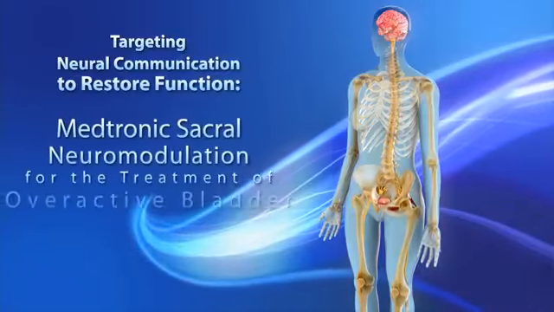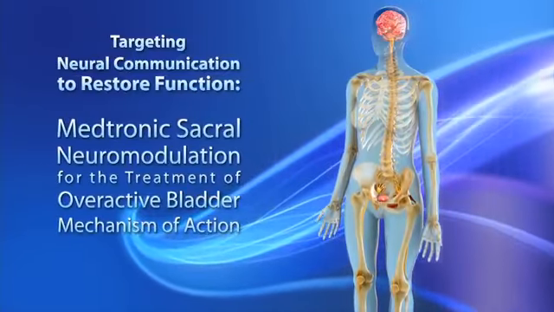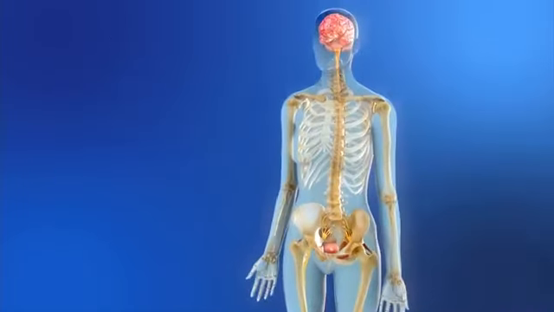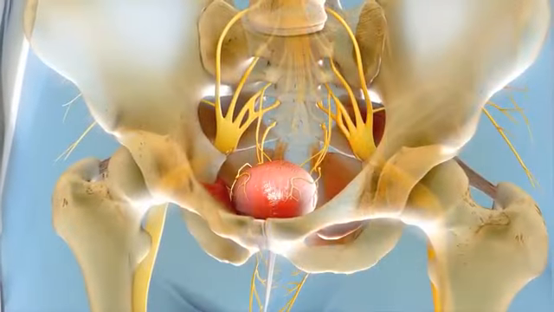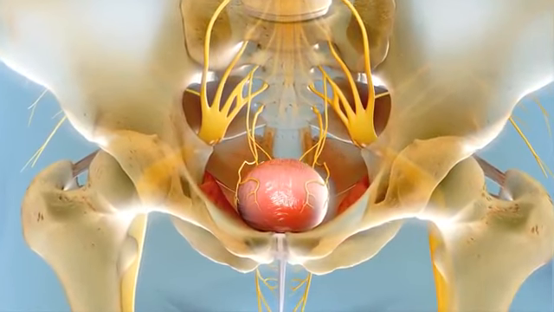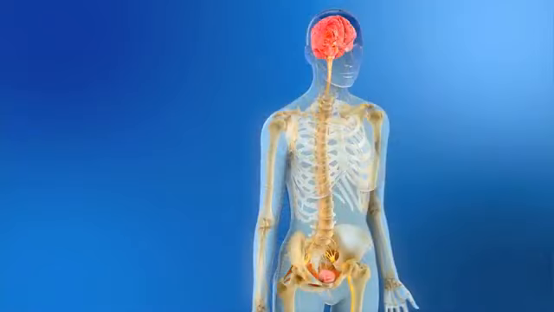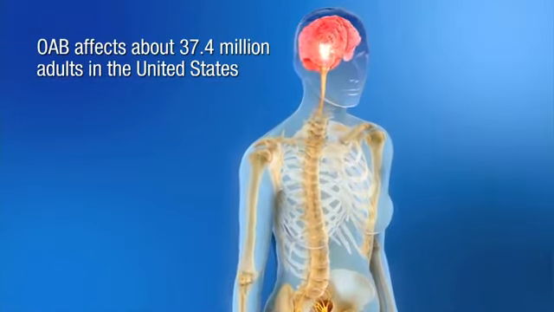Targeting neural communication to restore function. Medtronic Sacral Neuromodulation for the treatment of overactive bladder, mechanism of action. Overactive bladder, or OAB, is a urologic condition defined by urinary urgency with or without incontinence, urinary frequency, and/or nocturia. OAB affects about 37.4 million adults in the United States.